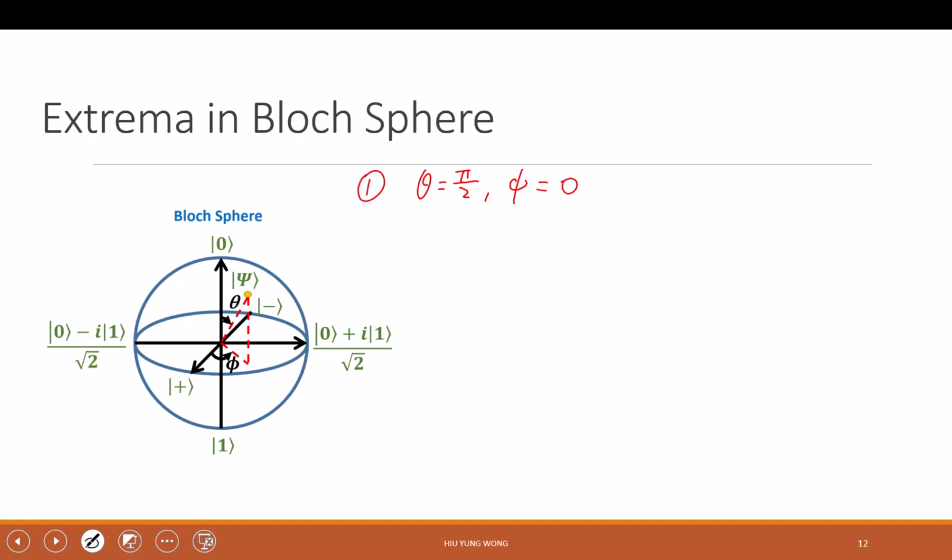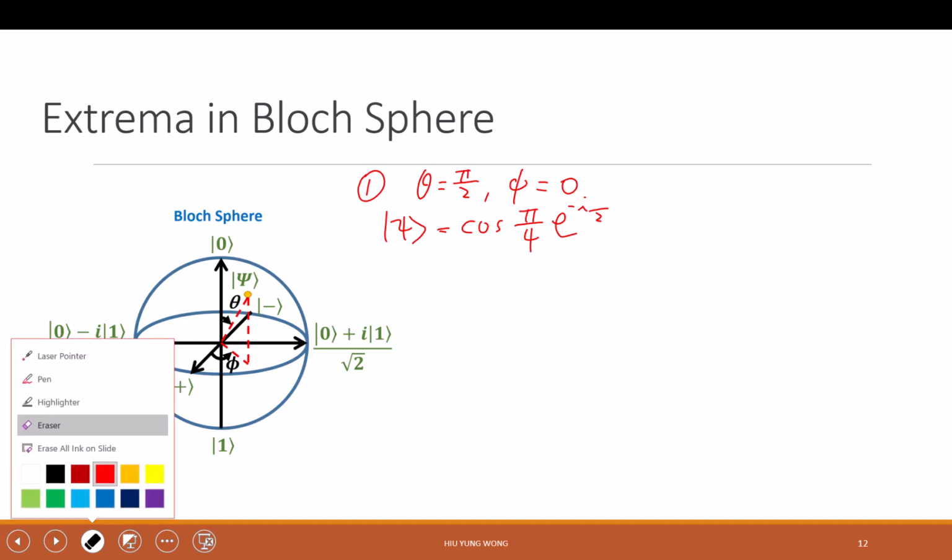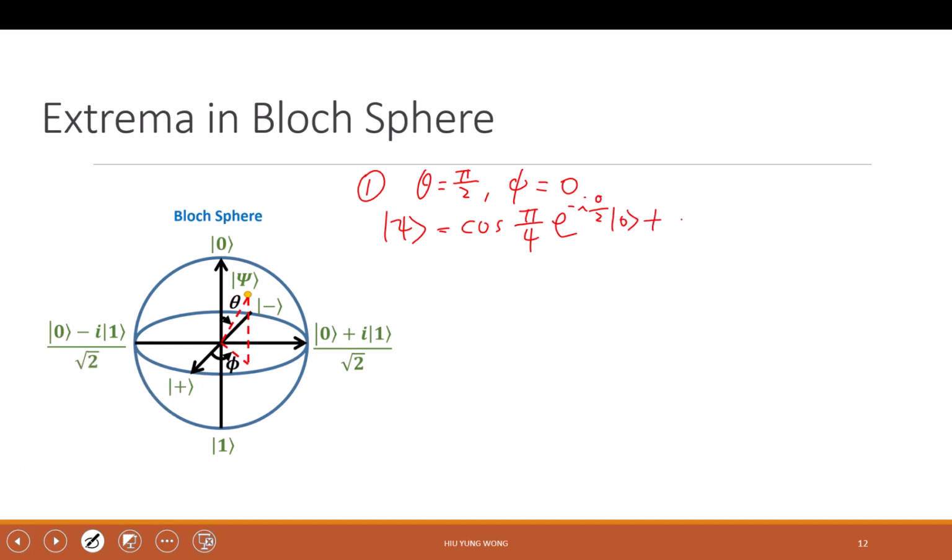This is case 1. Psi equal to cosine, this time is pi divided by 4 because it's theta divided by 2. Theta is pi divided by 2, so it's pi divided by 4. E to the power negative i phi over 2, which is 0, I just put 0 over 2, 0, plus sine pi divided by 4, e to the power i 0 over 2, 1, right? If you forgot, cosine pi over 4 equal to sine pi over 4, 45 degrees. So it is 1 over square root 2, 0 plus 1, which is exactly the plus state.